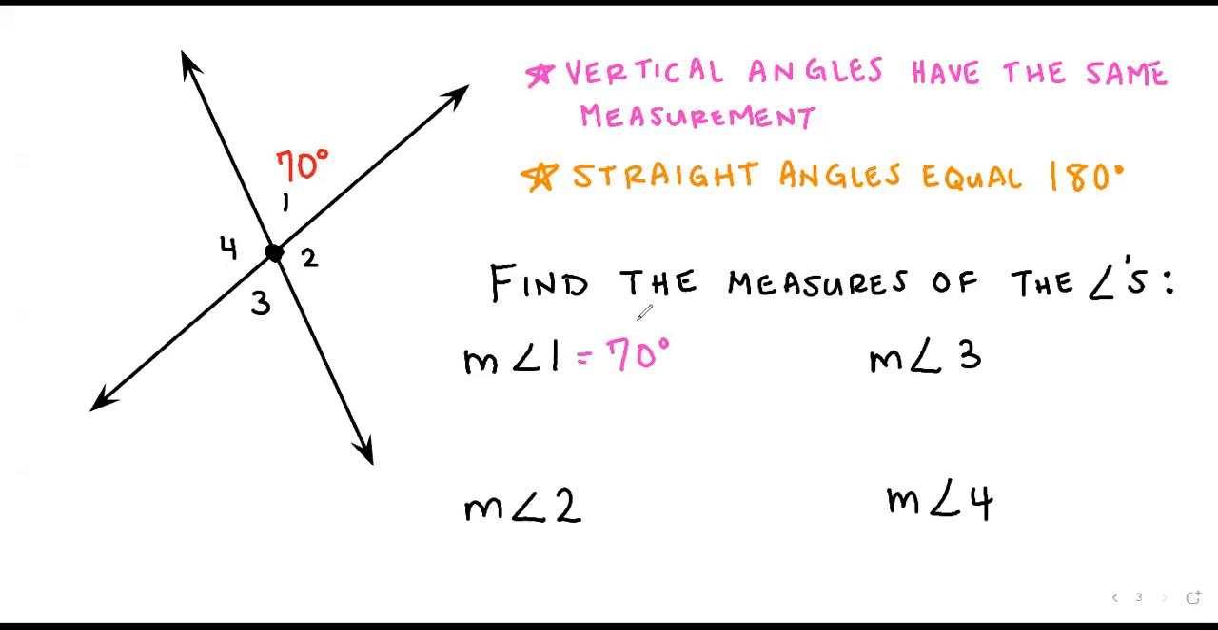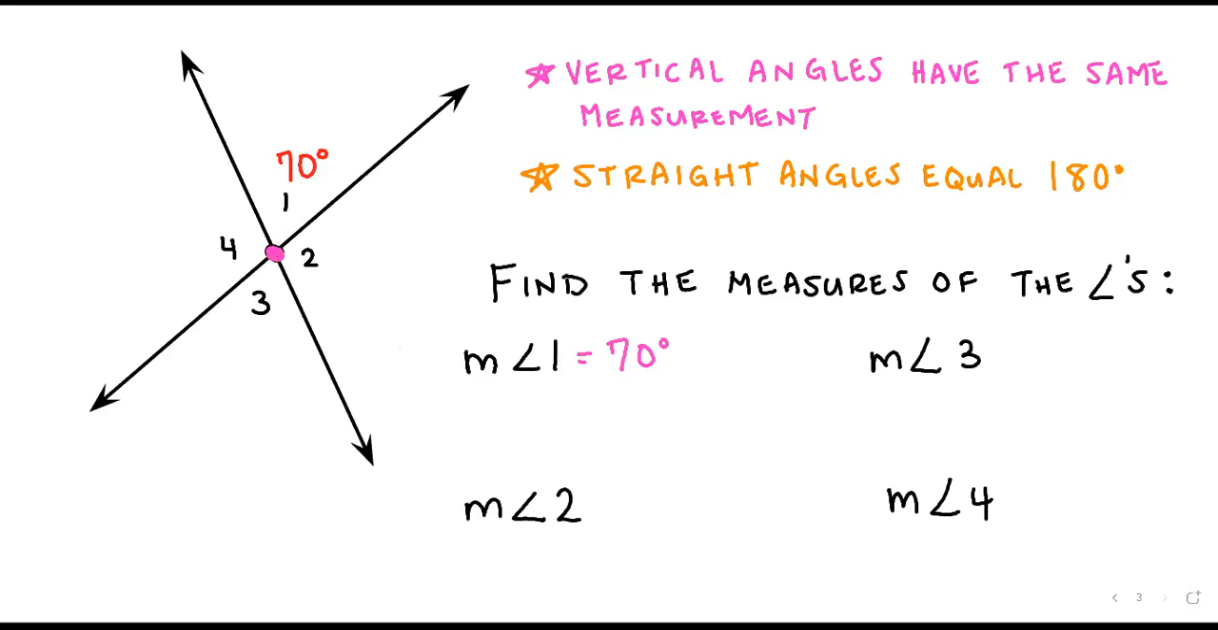Now, I have provided you with hints. The first hint is vertical angles have the same measurement. Which angle is vertical to angle 1? Angle 3. Since they share the same vertex and they're opposite from each other, vertical angles always have the same measurement. And if you look at angle 1 and 3, don't they kind of look like they open the same amount?